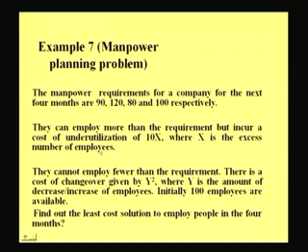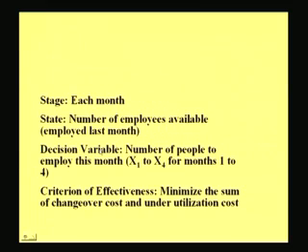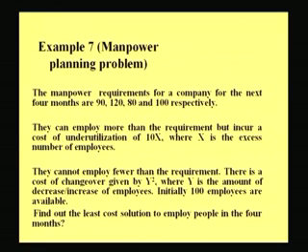So, this problem we will now look at. Now, we define stage, state, decision variable and criterion of effectiveness for this. Now, there are 4 months. So, each month would act as a stage. So, we have 4 stages, n equal to 1 to n equal to 4, which are represented by the 4 months.